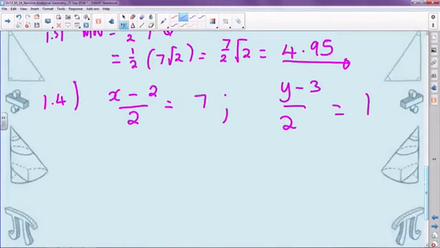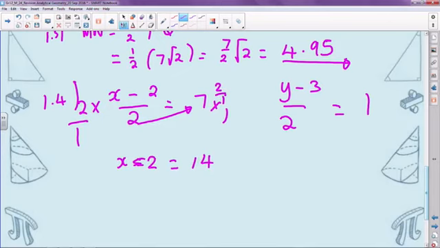So therefore, working backwards, I multiply the 2 out of the left-hand side by multiplying both sides by 2. So I get x minus 2 is equal to 14. Therefore, x will be equal to 14, from taking the minus 2 over to the right-hand side, we get 14 plus 2, which is 16.